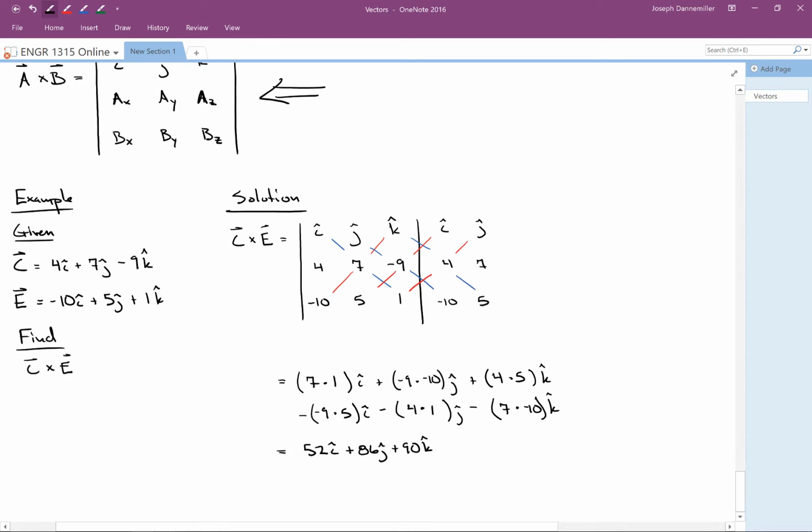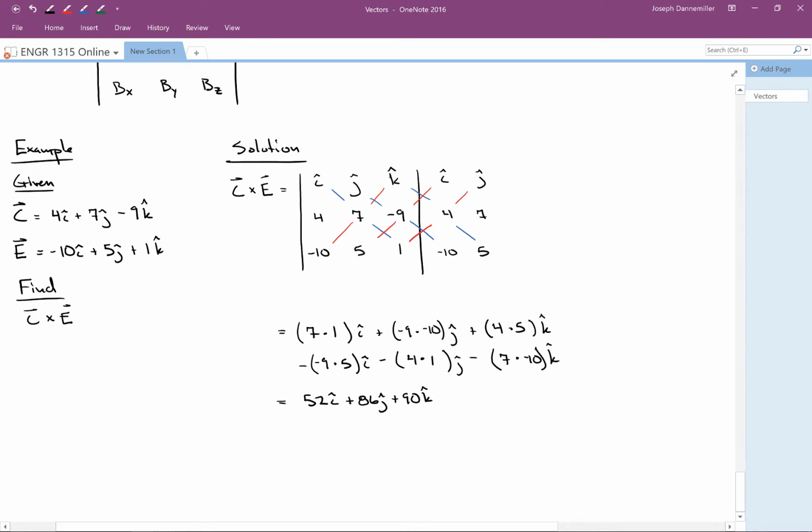So to put numbers to this, we do the following. Let's pretend we have two vectors, C and E. C is 4i plus 7j minus 9k. That means that this is the X component, this is the Y component, this is the Z component. That's what the I, J, and K mean. So I have E similarly. I would like to find C cross E, so over here in my solution I've assembled an array.